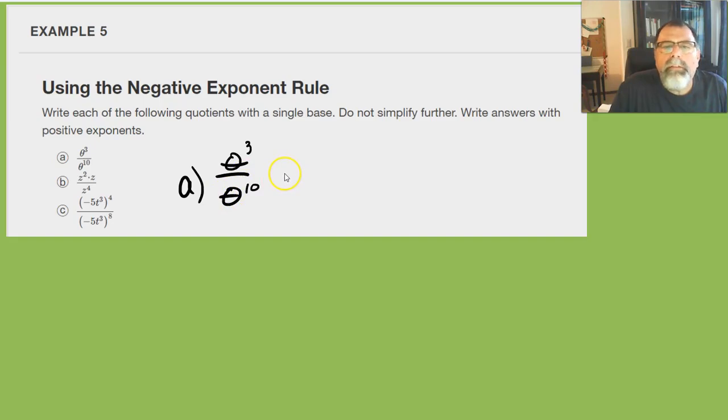And we want to write each of the following quotients as a single base. We want positive exponents. So here's the way I do it. I'm going to modify my quotient rule, and if I want positive exponents, when we're dividing, we subtract the exponents. But you're going to take the bigger number minus the smaller number to get positive exponents, and the one that has the larger exponent, that's where the factors remain.